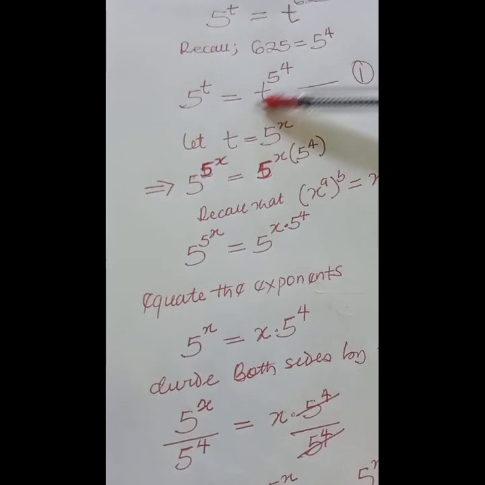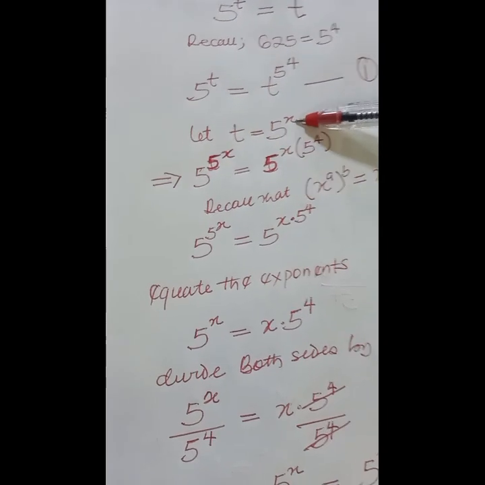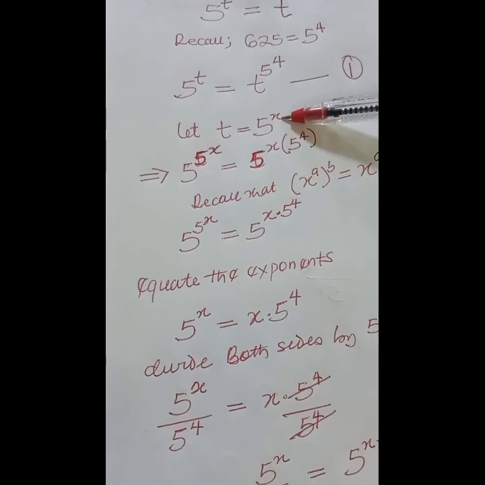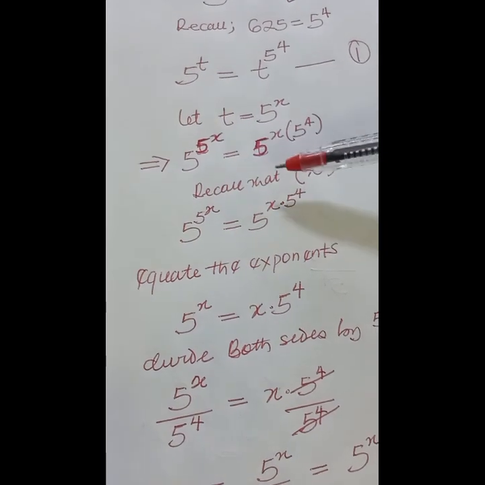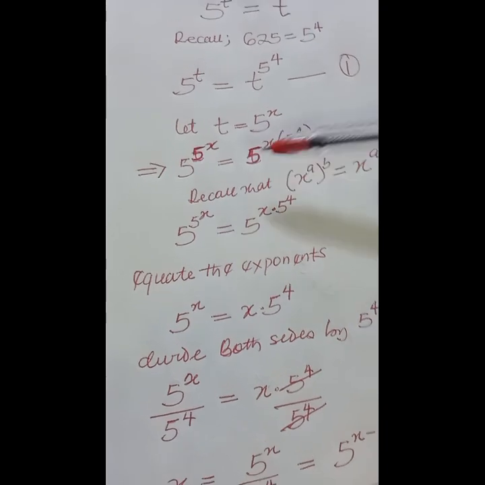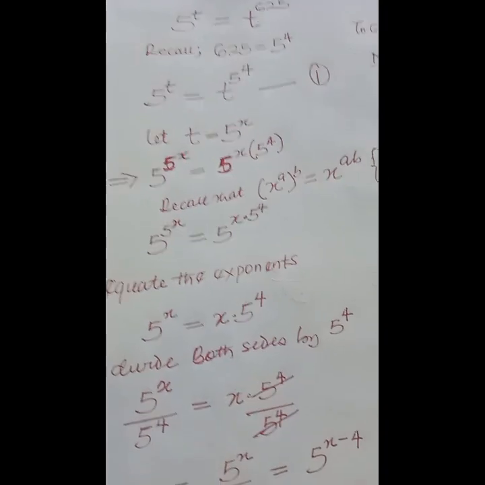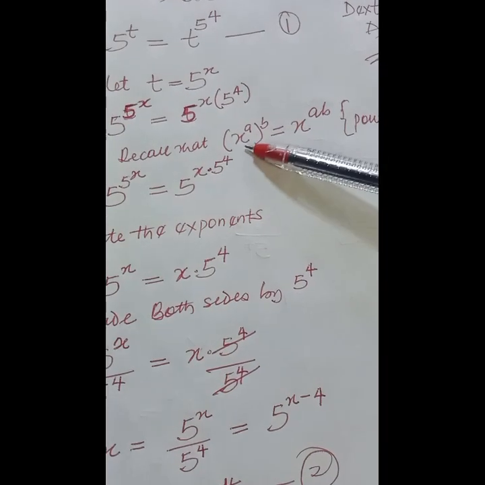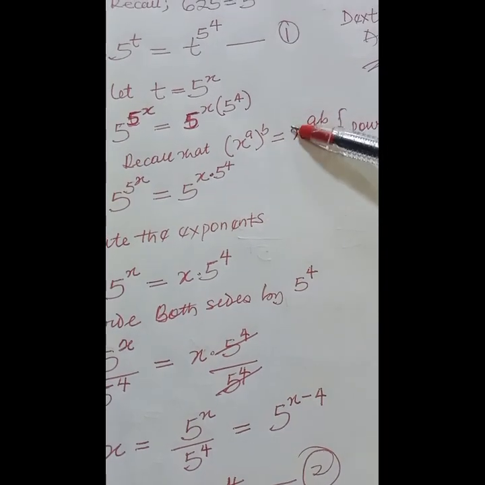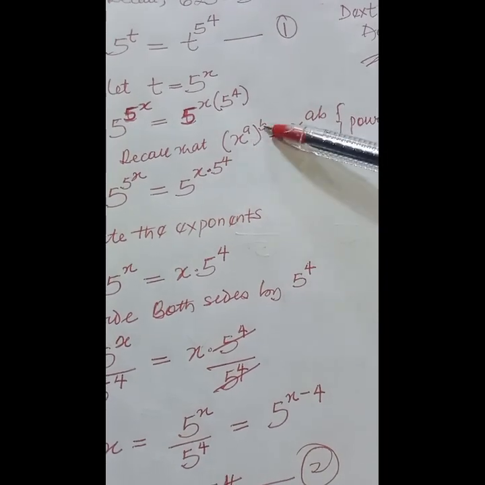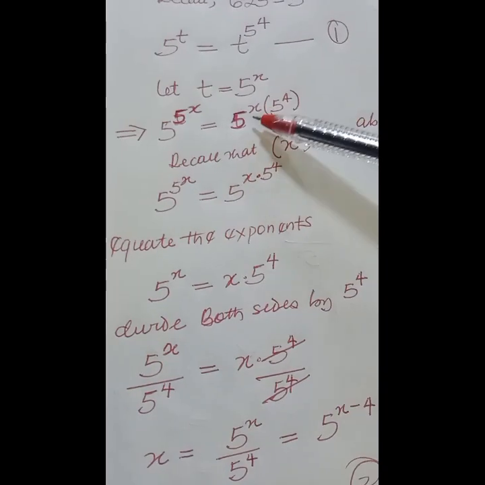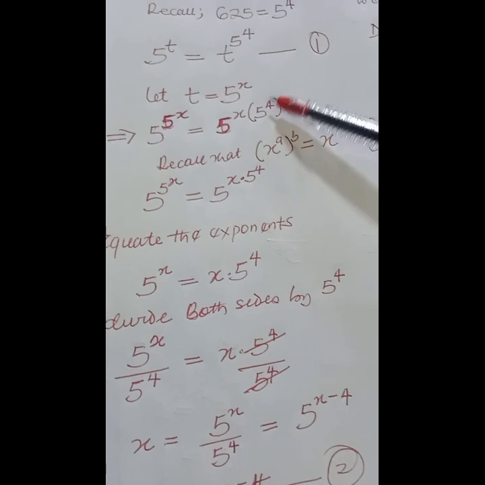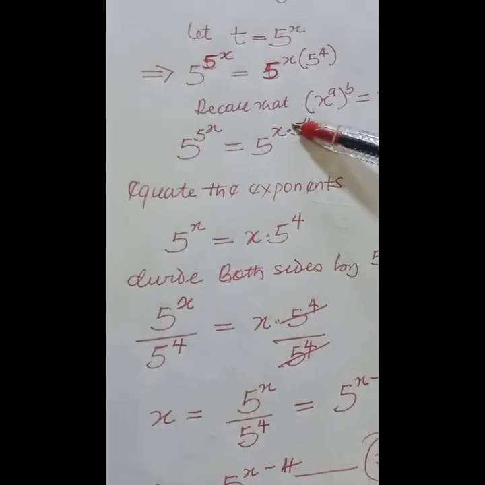Now we can let t be equal to 5 to the power of x. So wherever I see t, I replace it with 5 to the power of x. That's what you have here and here, right? Now recall that when you have the power product rule, x to the power of a all to the power of b is simply a multiplication between the powers. So what it means is that this x will be multiplied by this, which also has its own power. So that's what you have here.